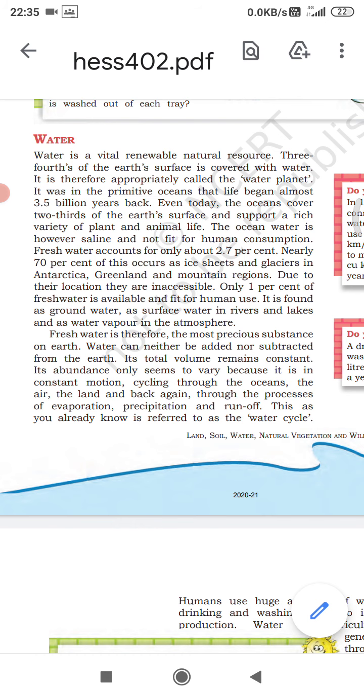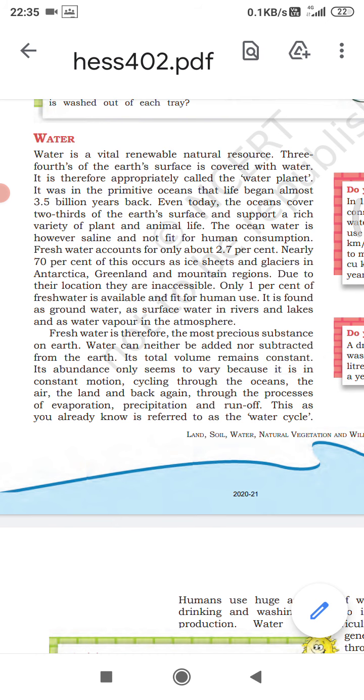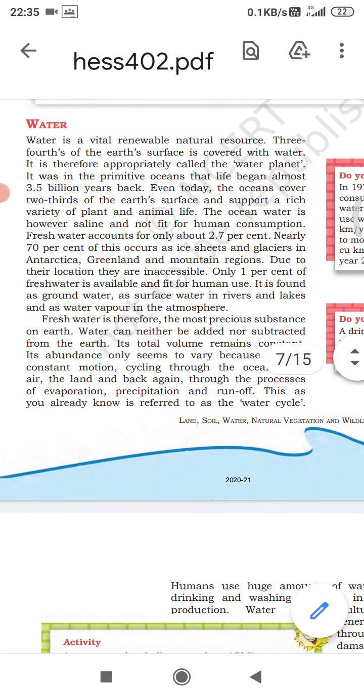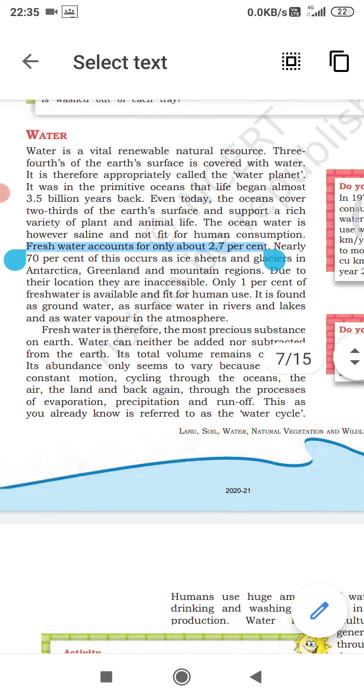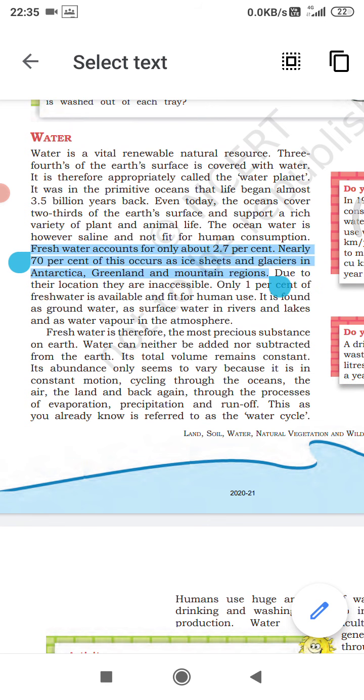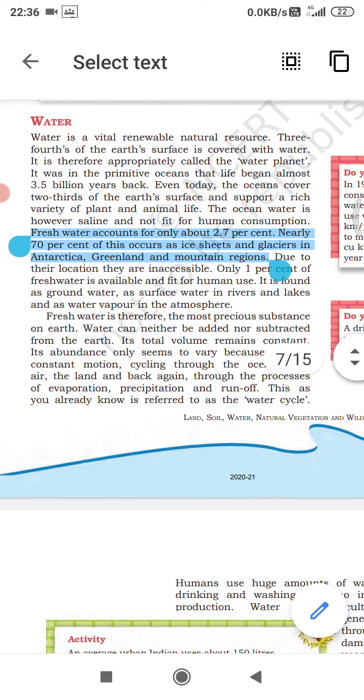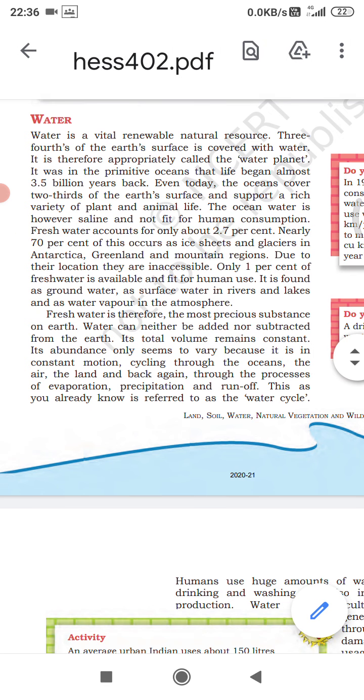Fresh water occurs for only about 2.7%. Please underline this one also. Fresh water accounts for only about 2.7%. Nearly 70% of this occurs as ice sheets and glaciers in Antarctica, Greenland, and mountain regions. Means out of this 2.7%, 70% is captured in the ice sheets. Due to their location, they are inaccessible.